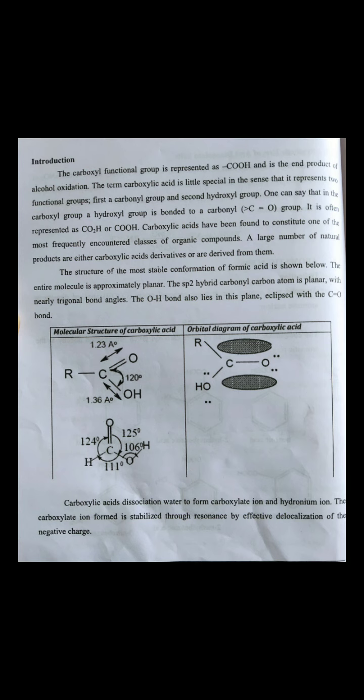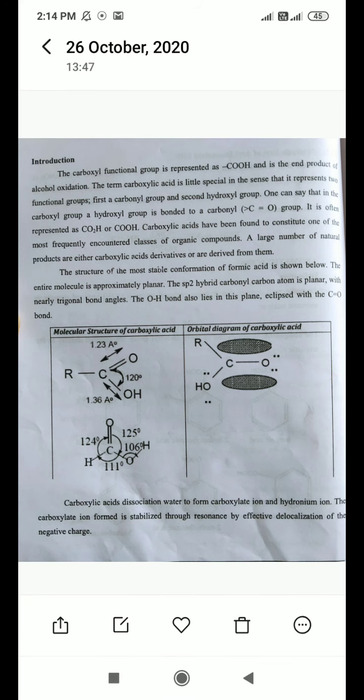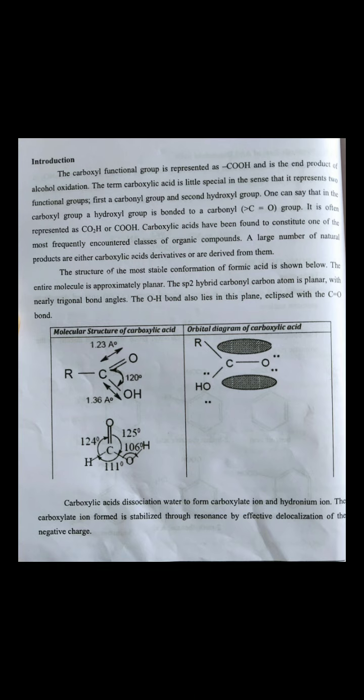What is the importance of this carboxylic functional group? Most carboxylic acids we can get from nature itself. From which source in nature do we get the different natural products? The first and most important source is different plants. Next is marine sources like sea and minerals. From those we can get different carboxylic acids, or derivatives of carboxylic acids.